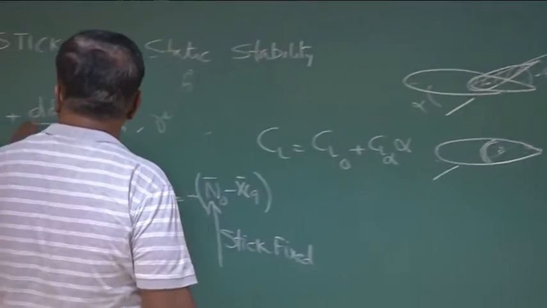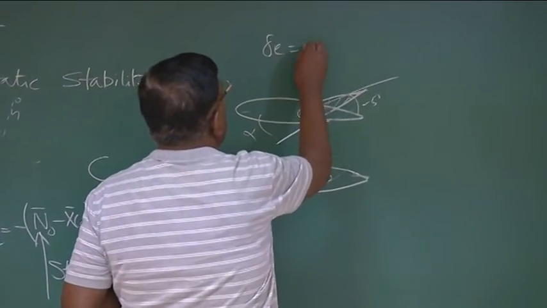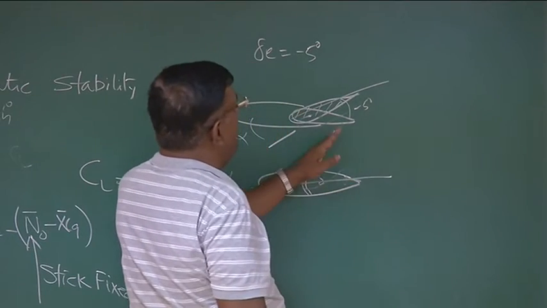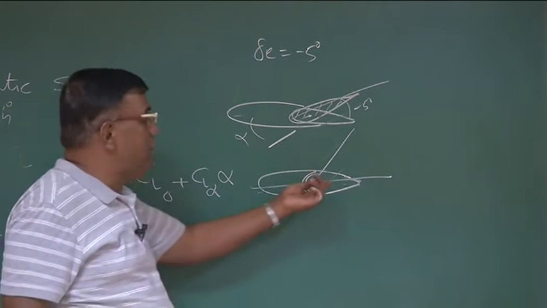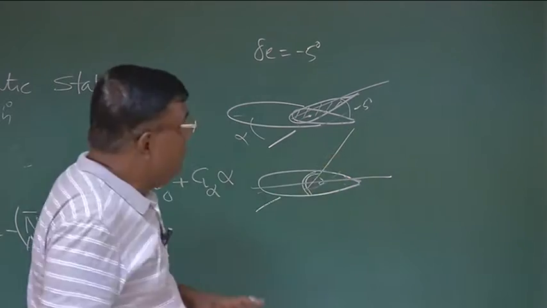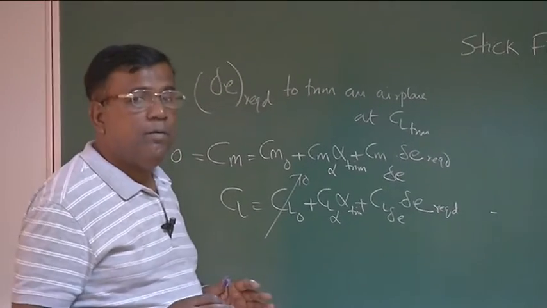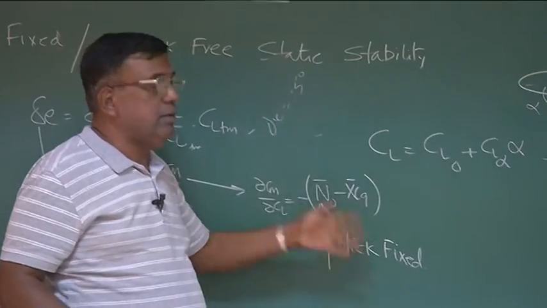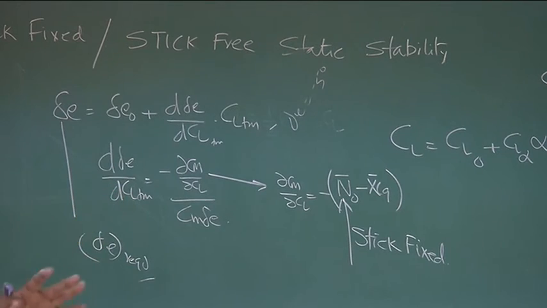If I want to fly at a particular CL trim, whatever delta E required, as I said, typically let's say minus 5 degree, so we have to, from this reference, push the elevator here and lock it. So here also stick fixed in a sense that we are not giving it permission to float. So whenever you are flying an aircraft, how much elevator is required to trim an aircraft for a given CL is decided by this neutral point stick fixed. That is, no floating of the elevator allowed. So that is the number, right?